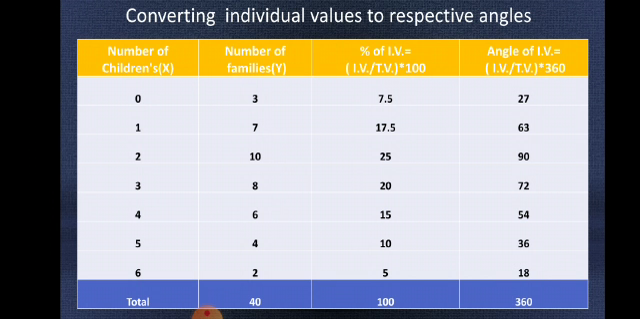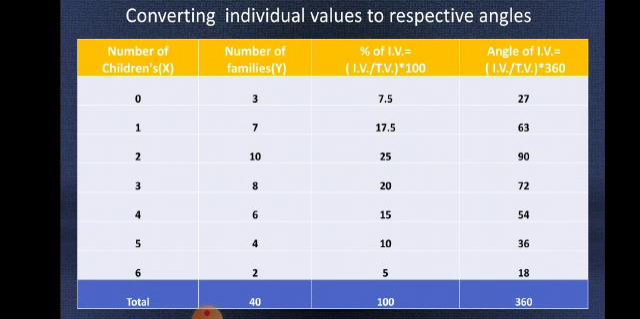We have converted all the values into respective percentages, and now we have to convert these percentages into respective angles. How can that be done? The individual percentage, 7.5, divided by the total, 100, then you simply multiply by 360. So 7.5 percent is converted into 27 degrees, and 17.5 percent is converted into 63 degrees.